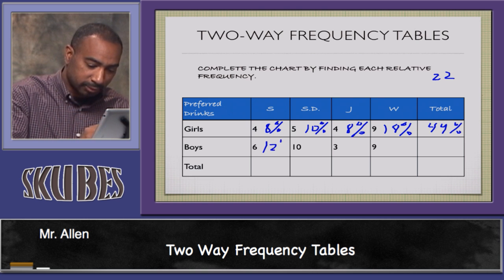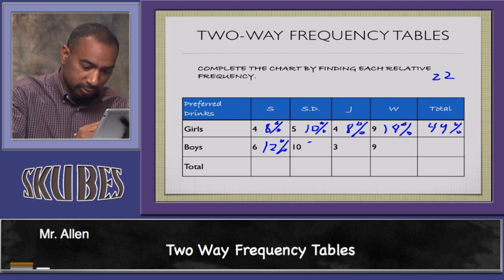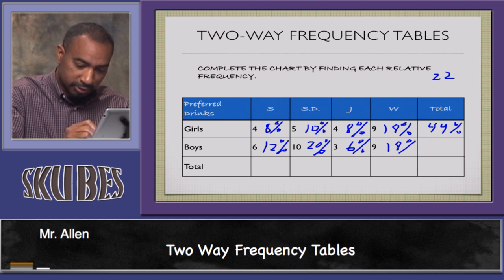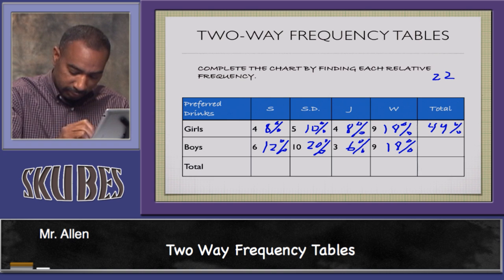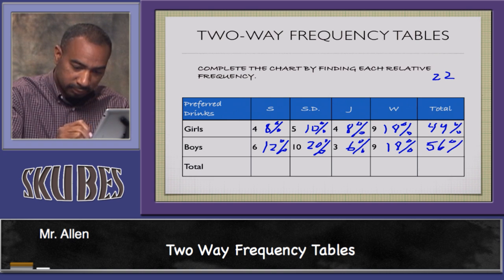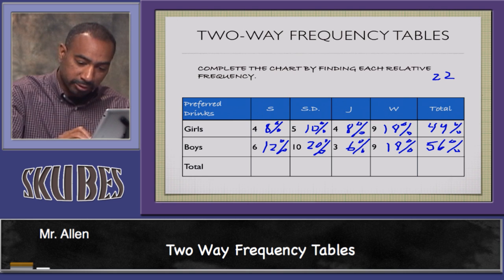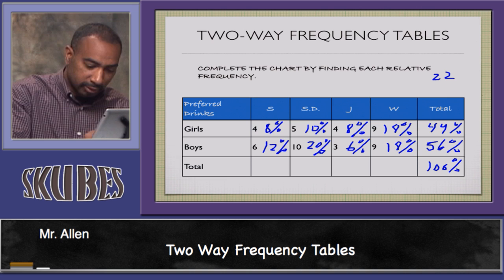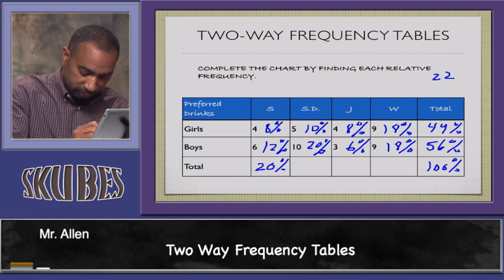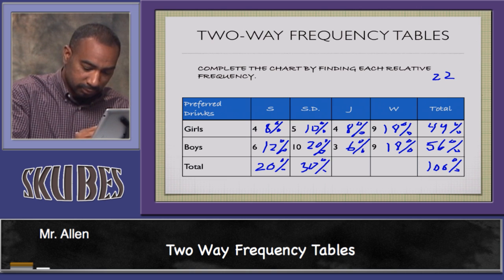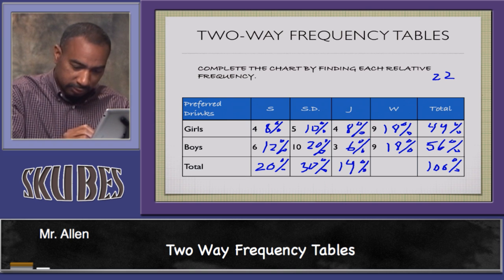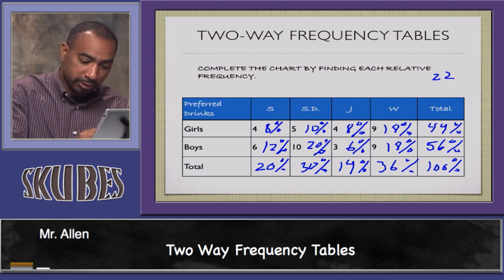And then this will be 12%, 20%, 6%, 18%. We're just dividing each of these by 50. This will be 56%. And this should add up to 100, because that's the total amount we're talking about. And this will add up to 20%, 30%, 14%, and 36%. And it should add up to 100 this way also.